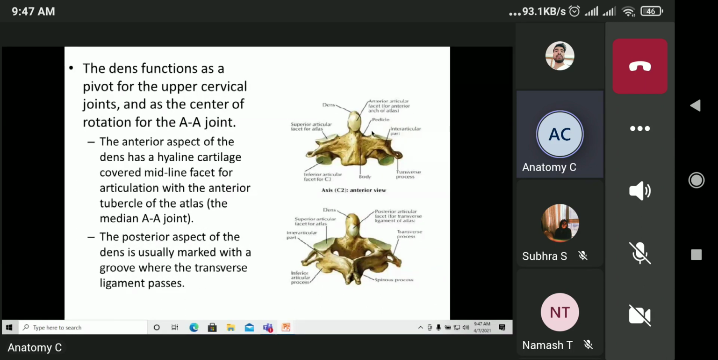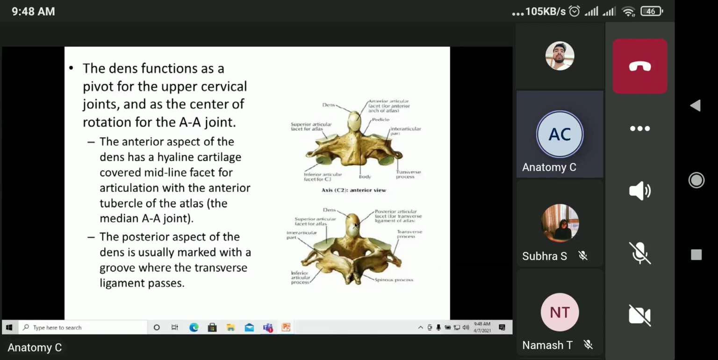Now this dens functions as the pivot for the upper cervical joint and as the center for the rotation of the atlanto-axial joint. So atlas and axis will rotate over here. The anterior aspect of the dens is covered by hyaline cartilage and has a midline facet for articulation with the anterior tubercle of the atlas. So in the anterior there is hyaline cartilage over here, and the midline facet is here, for the median atlanto-axial joint. So the anterior tubercle of the atlas will come and articulate here.